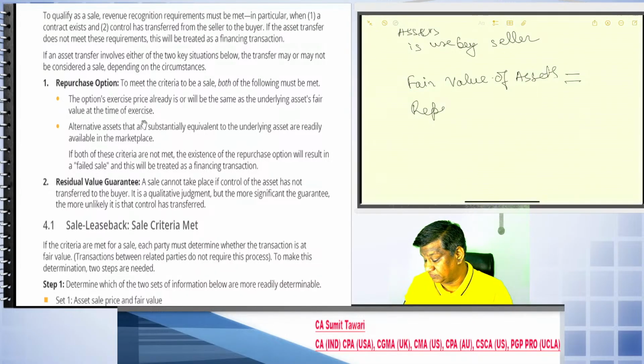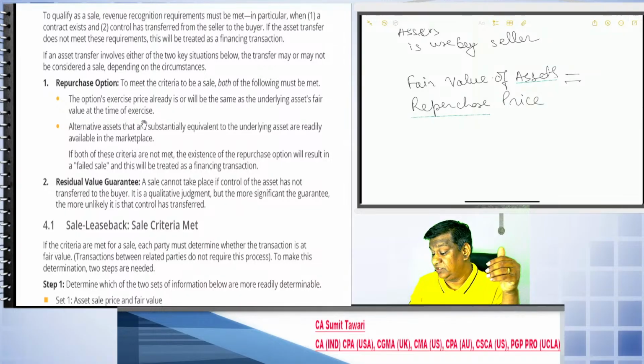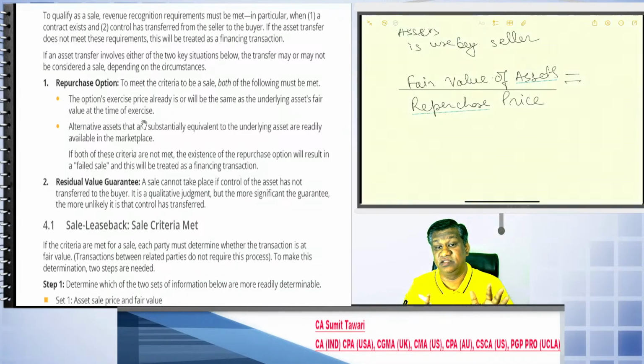fair value equals repurchase price. In that situation, at the time of repurchase, he needs to pay the fair value of the asset. So that's why we can consider this in the current period. It is basically the sale.